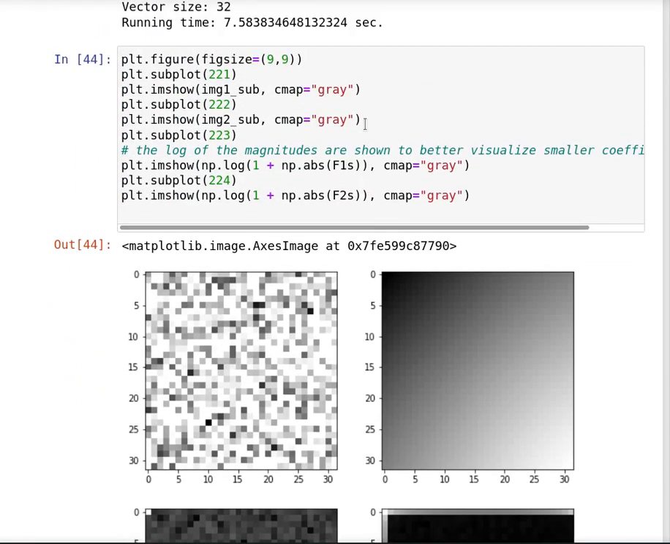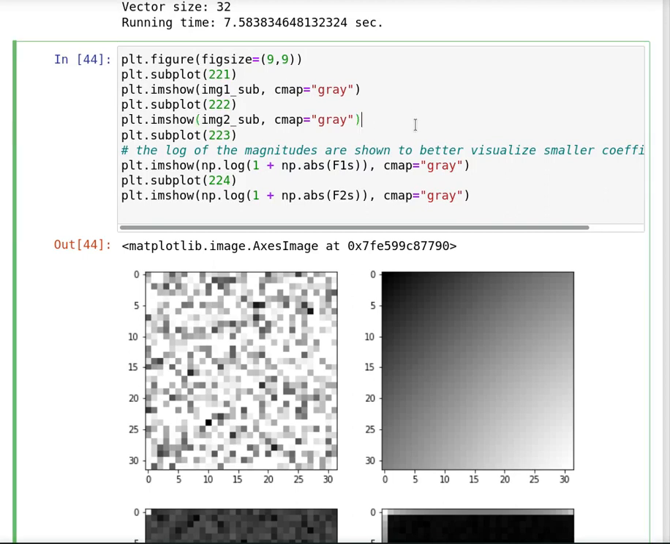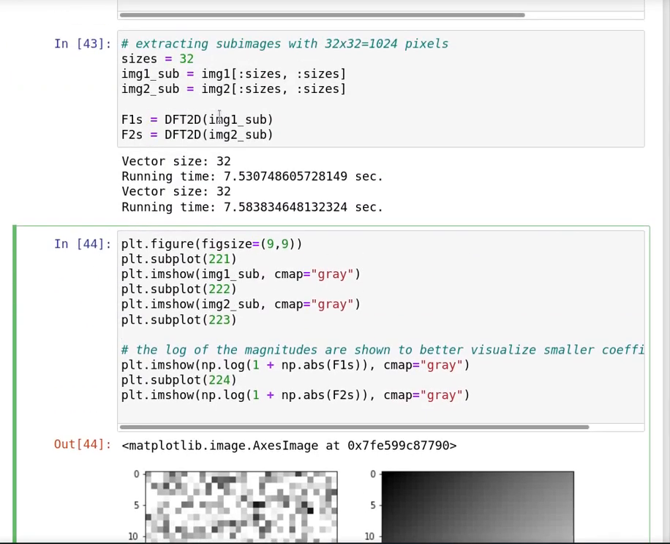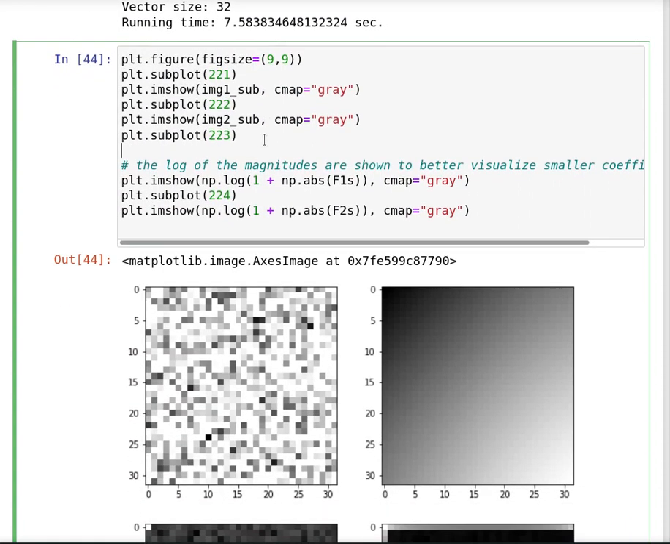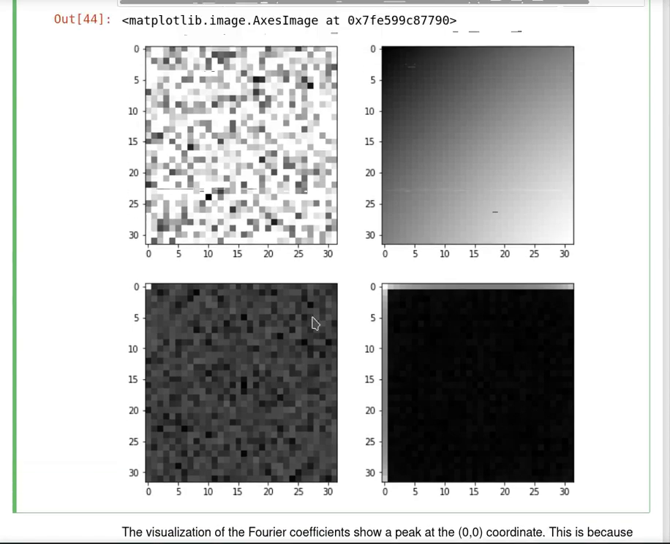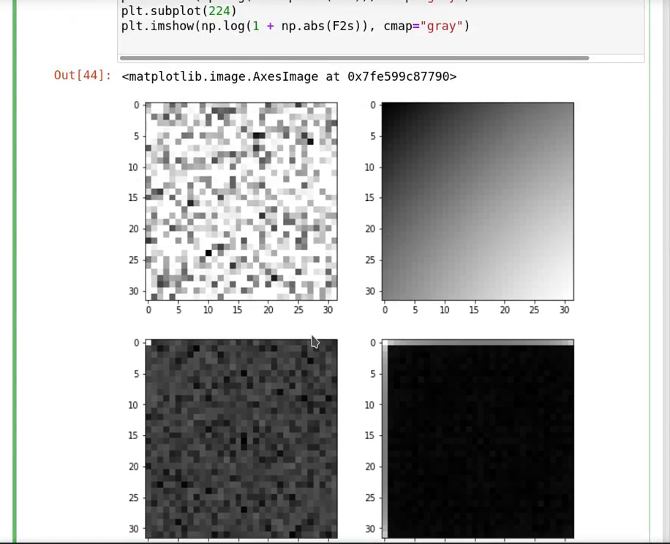And those are the plots for the magnitudes, the log of the magnitudes of the Fourier transforms for the first image and for the second image. I'm showing the images on the top, and on the bottom the Fourier transforms of those images.